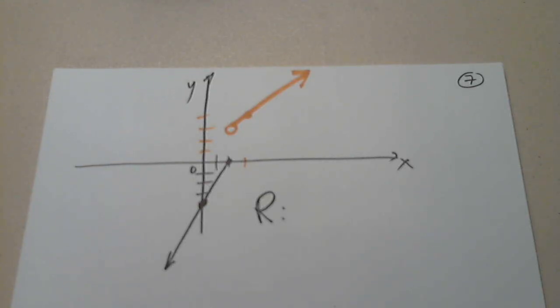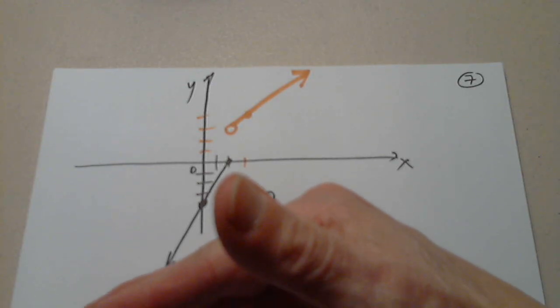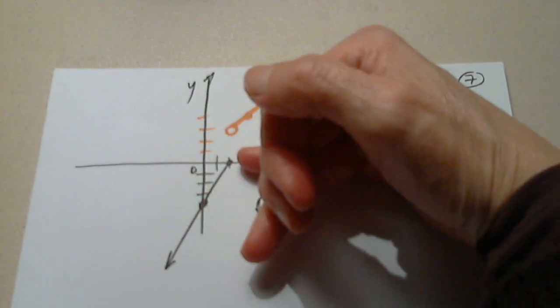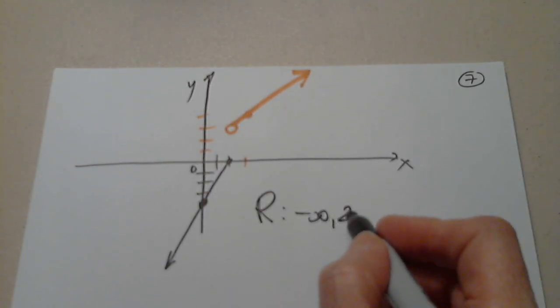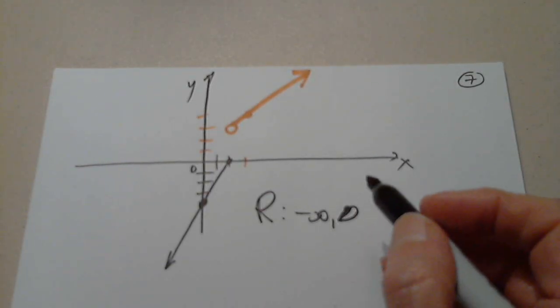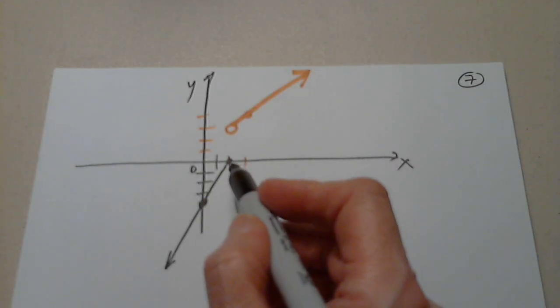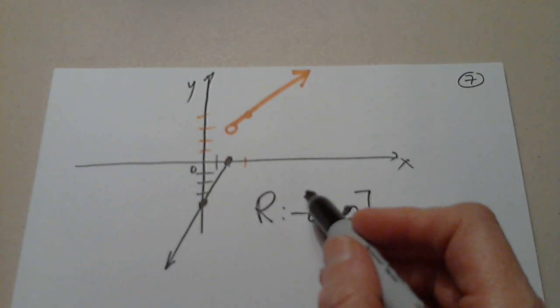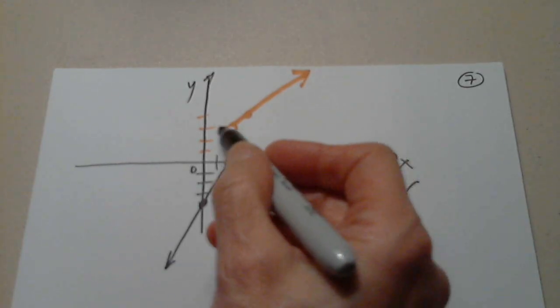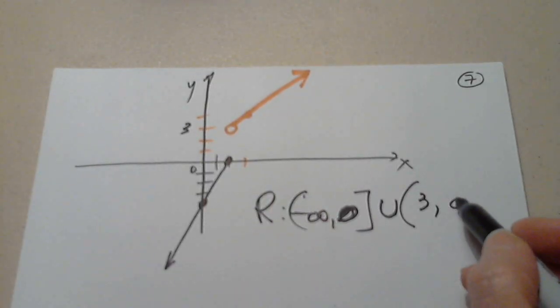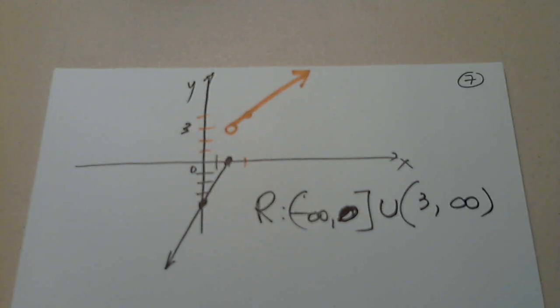So would it be parentheses, negative infinity, comma 0? Excellent. Not parentheses, oh sorry, but bracket, because it's a full point. A bracket, full point, yes. And union, then parentheses, 3, yes, all the way to infinity. Excellent. Thank you, George. Great. That's it.